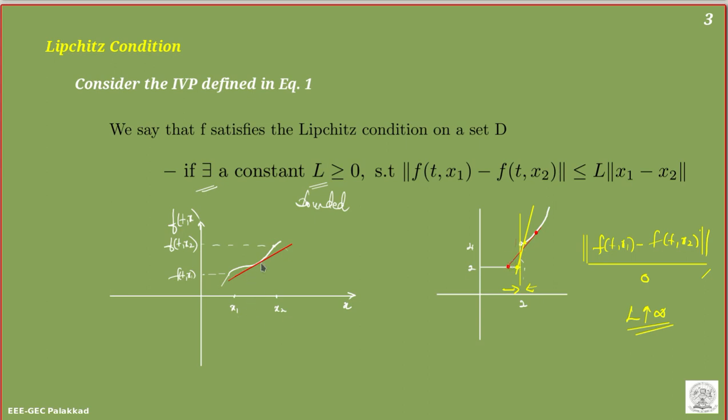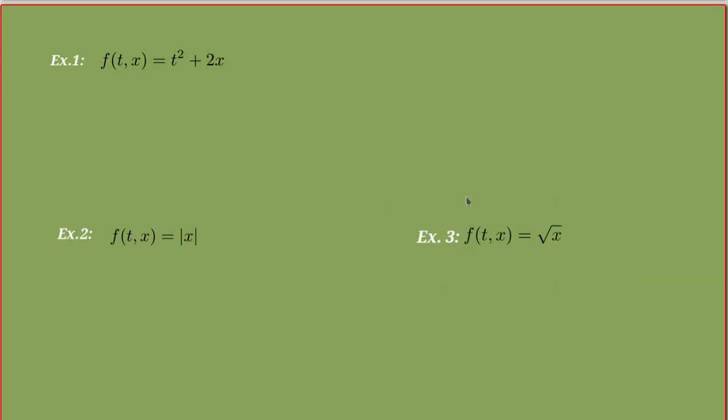Whereas for continuous systems, this kind of condition will not occur. L will always be a constant with a bounded value. That is called the Lipschitz condition. This has applications on the continuity of the functions, which later have applications on the existence of solutions as well as uniqueness of solutions. That is why this Lipschitz condition is very important here. Now we will see some examples on how to find the Lipschitz constant.